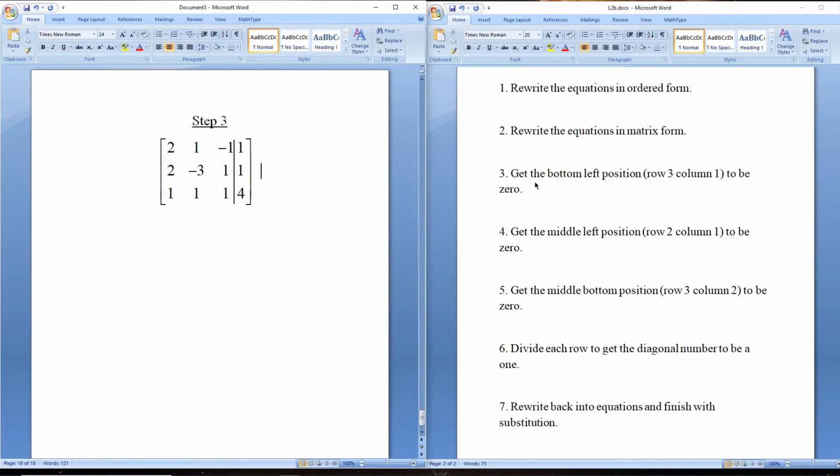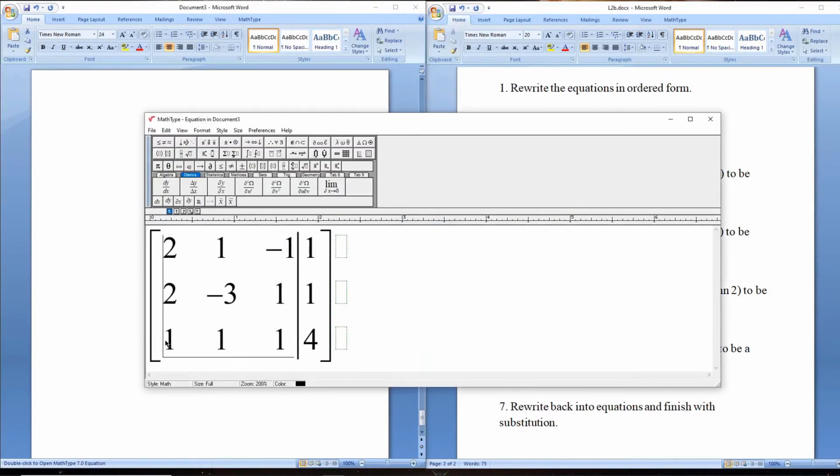So step 3 says, get the bottom left position to be a 0. So that's right here, this bottom left position. We want this to be a 0. And you want to think of some instruction that will make that happen. Now again, there are multiple instructions you can do, so the one I'm picking isn't the only one. But something that we could do here is multiply everything in row 3 by 2.